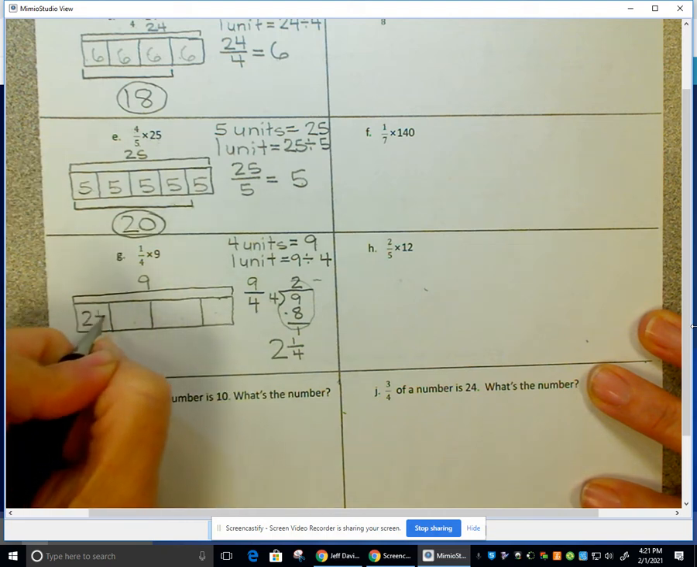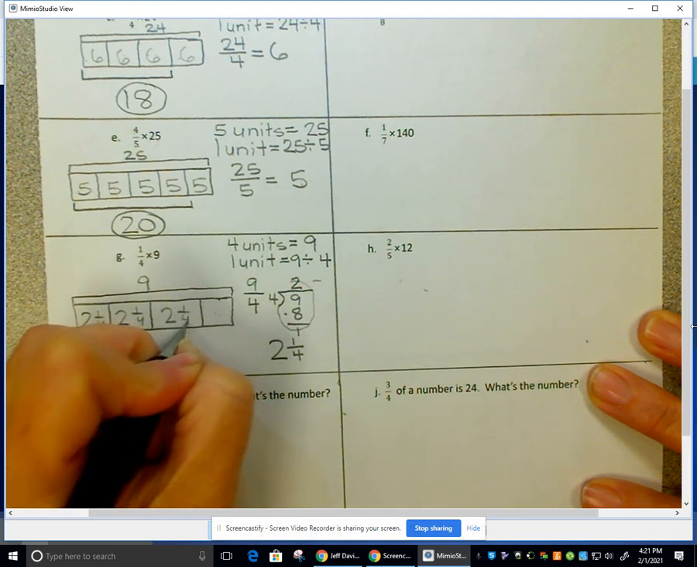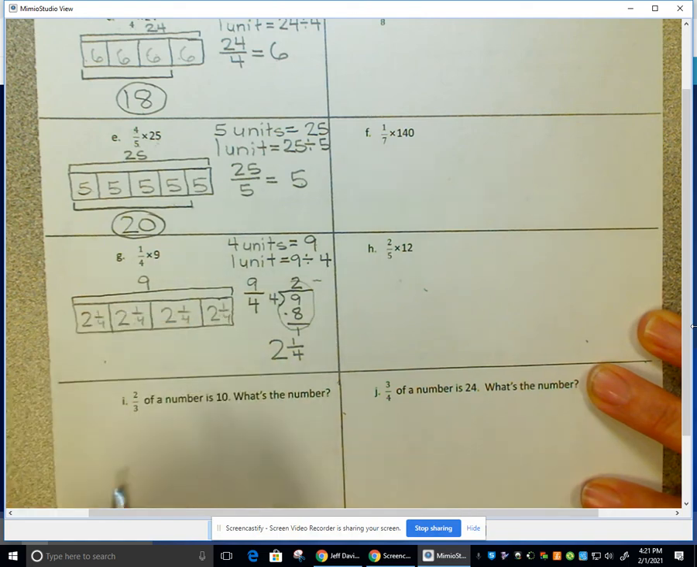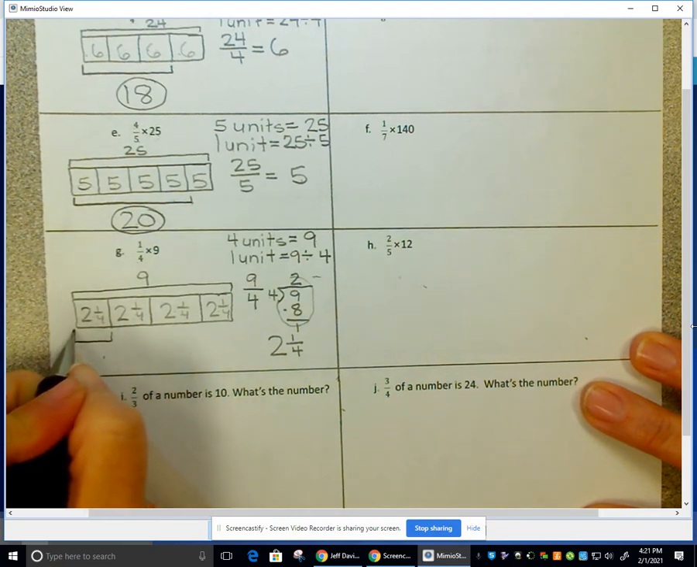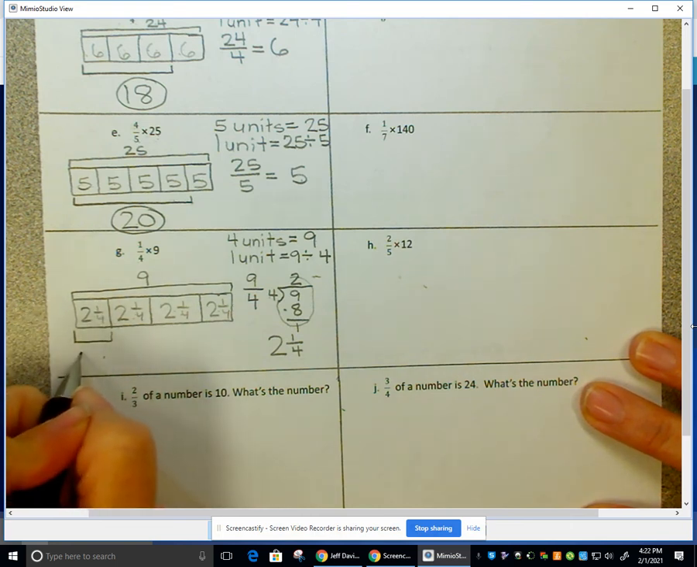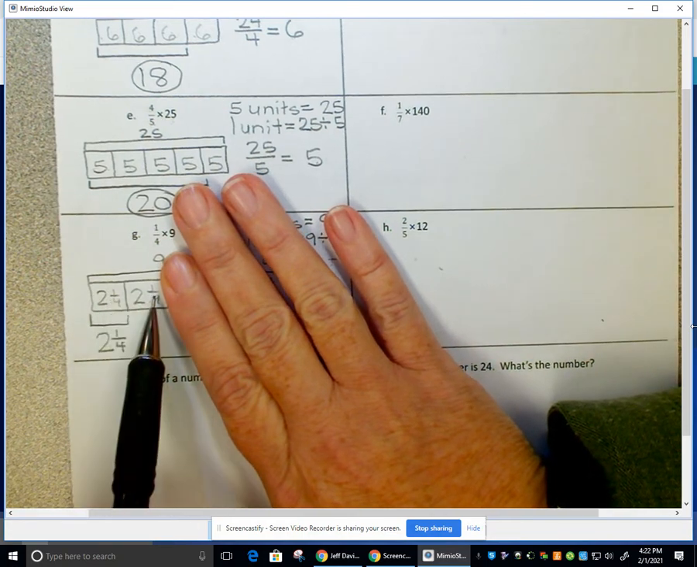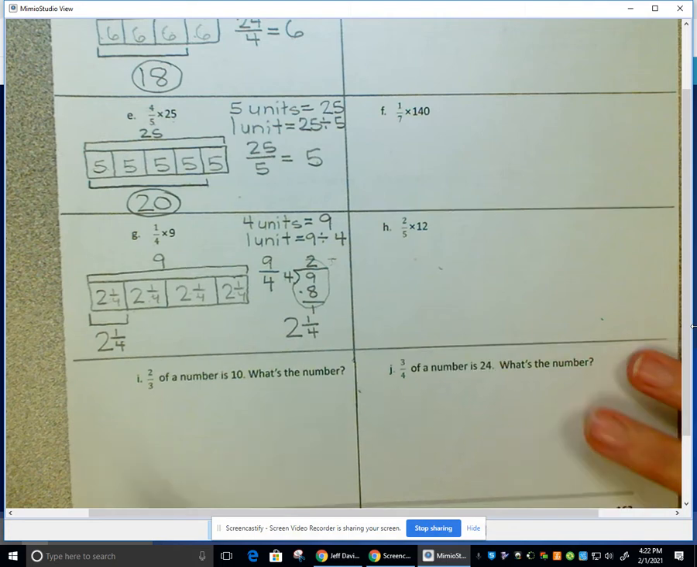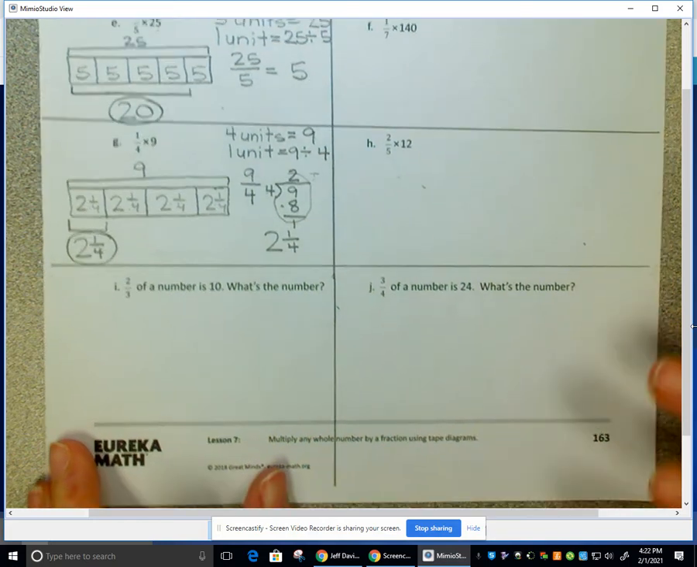So I'm going to put 2 and 1/4 here, 2 and 1/4 here, 2 and 1/4 here, and 2 and 1/4 here. Now they're wanting to know what 1 out of the 4 would equal. So I just want one of these. So I would just say 2 and 1/4. Now, if they wanted to know what 2/4 were, I would take these and add these together. Does that make sense? Let's circle it. Hopefully, this is coming together a little better for you.